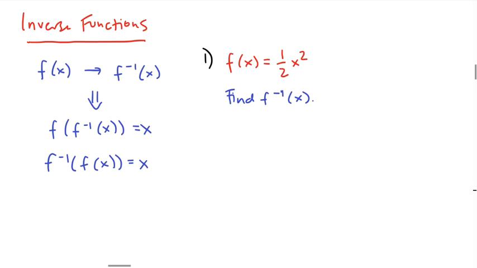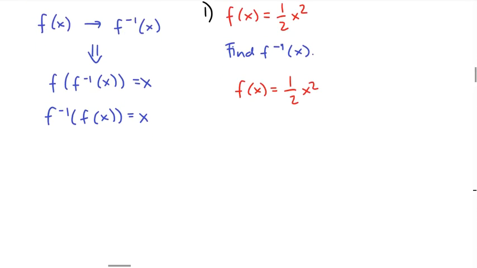So here we're going to have f of x equals 1/2 x squared. Now we want to isolate the x. So the first thing I'm going to do is try to get rid of this 1/2 by multiplying both sides by 2. So I'm going to have 2 times f of x is equal to x squared. If I multiplied this side by 2, these 2's would cancel, so I just have this x squared left.